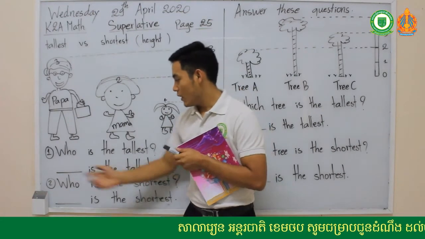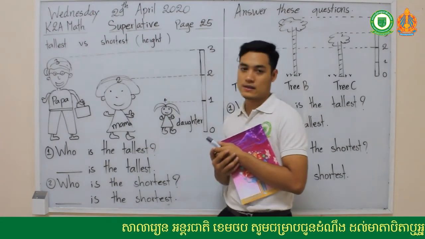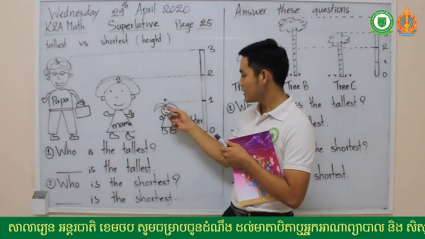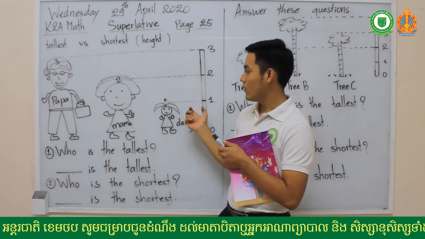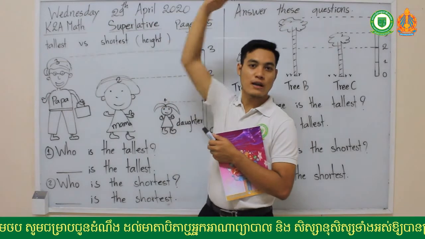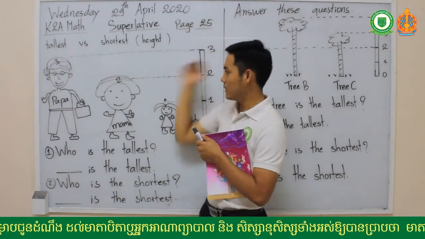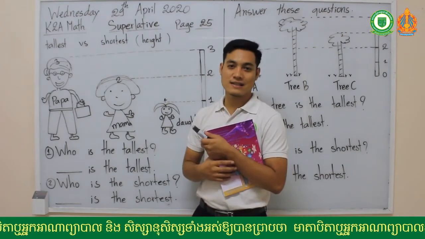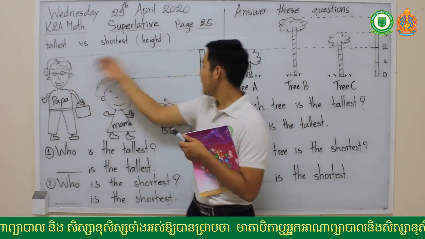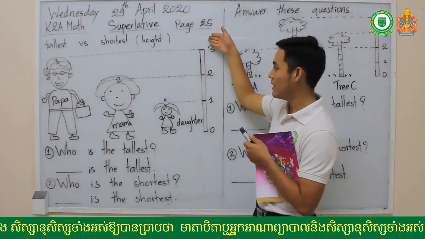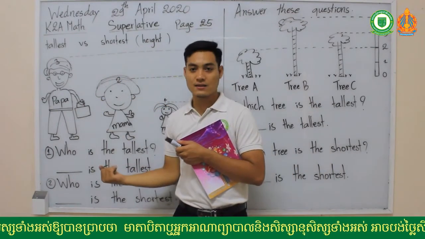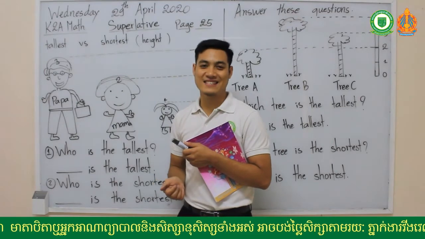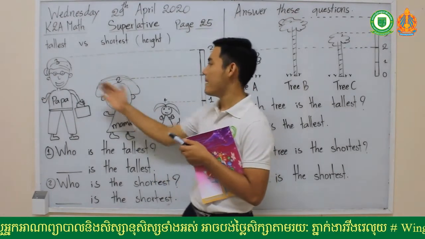So the question, who is the tallest? Is it the daughter? The daughter is only one. What about mommy, is she the tallest one? No, the mommy is only two. But who is the tallest? Three. Three is the top one, right? So three, who is the tallest? Your papa? The answer is yes. The papa is the tallest.